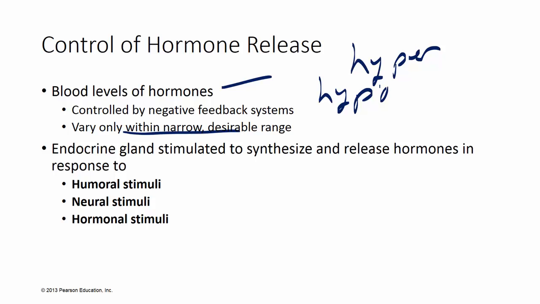Now, things that can help regulate how much hormone is released out in the blood, it tends to be regulated in three different ways. There's either going to be a humoral stimulus that causes your endocrine glands to synthesize and release hormones.